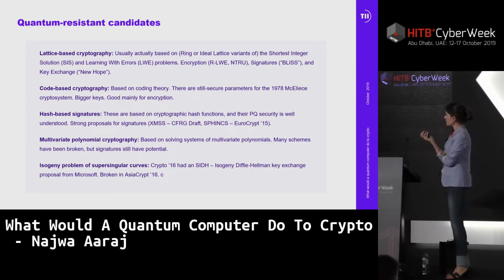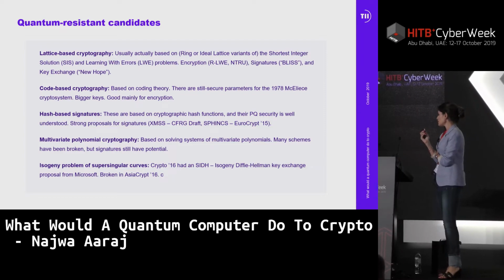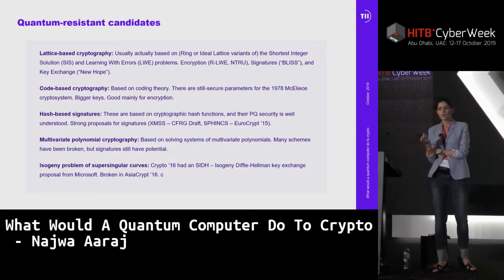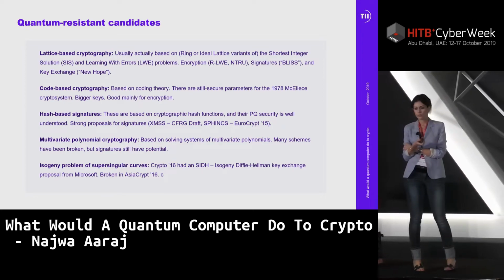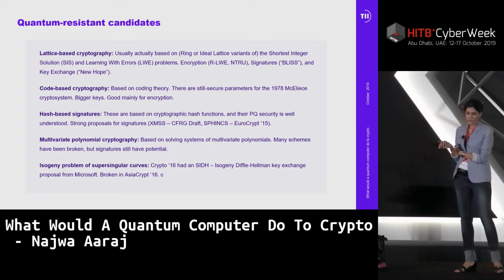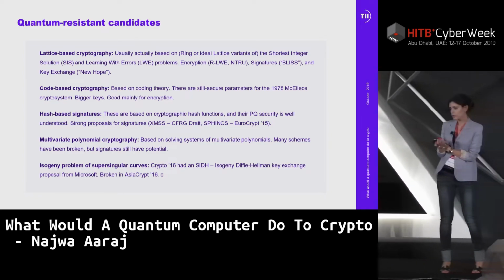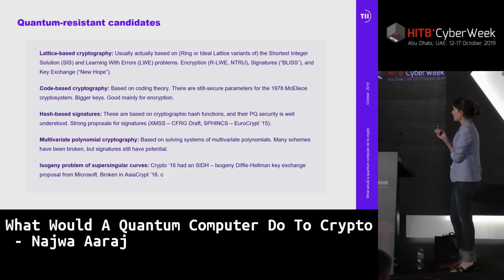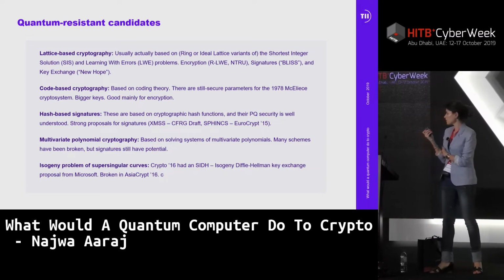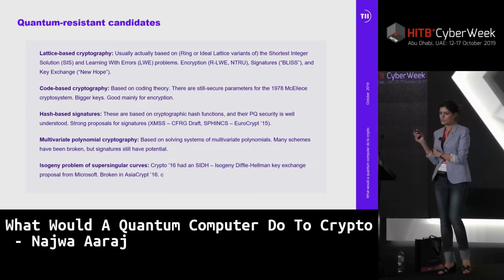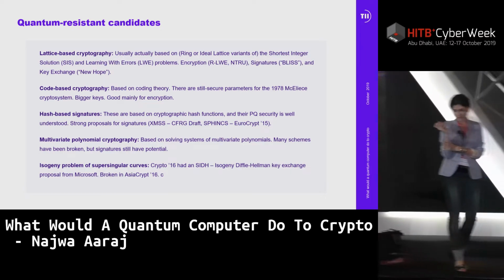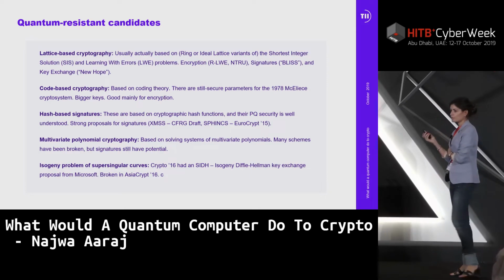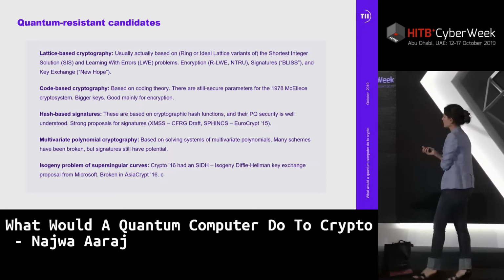Then we have multivariate polynomial cryptography. It's based on solving systems of multivariate polynomials, and many schemes that have been submitted in the competition or outside the competition have been broken. And the last one is an adaptation of elliptic curve cryptography to post-quantum crypto. It's an isogeny problem of supersingular curves, and then the digital signature of it, SIDH, actually no, that's the key exchange of it. SIDH has been broken in Asiacrypt 2016, and there were many attempts of publication after that in order to adjust the algorithm.